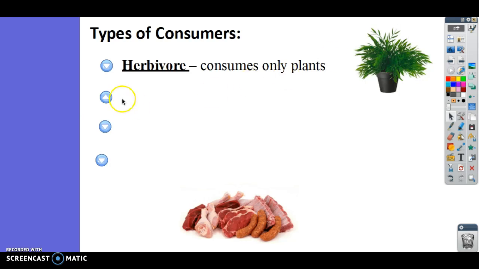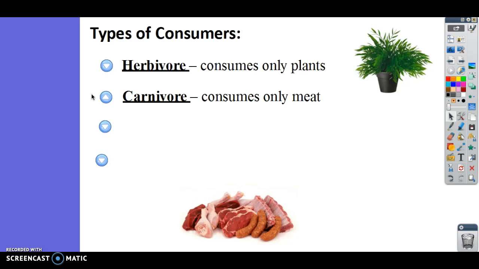Now, a carnivore eats only meat. Carne means meat. So a carnivore eats only meat. These are things at the top of the food chain, right? So lions eat zebras. You don't see lions going around munching plants, right? So a lion is an example of a carnivore.